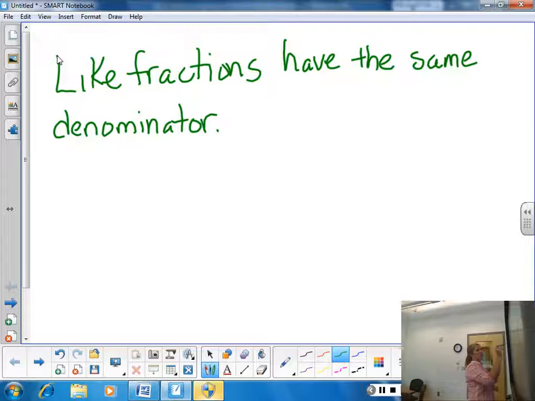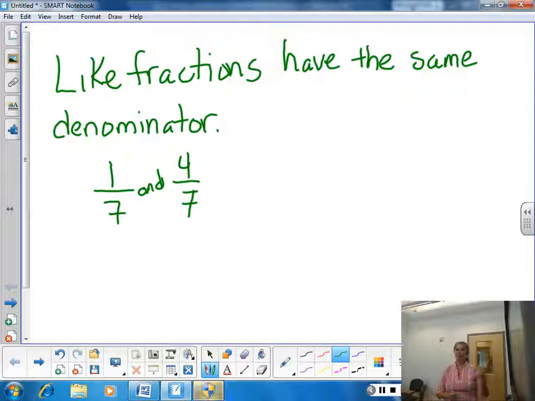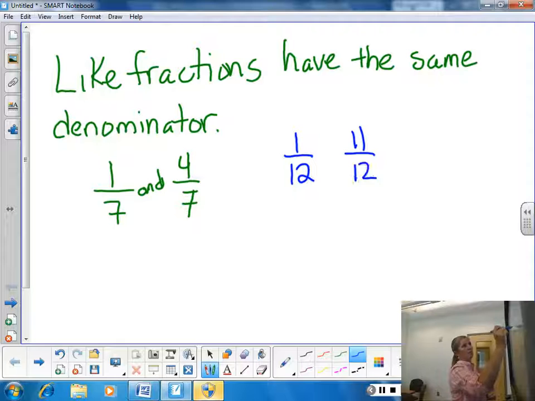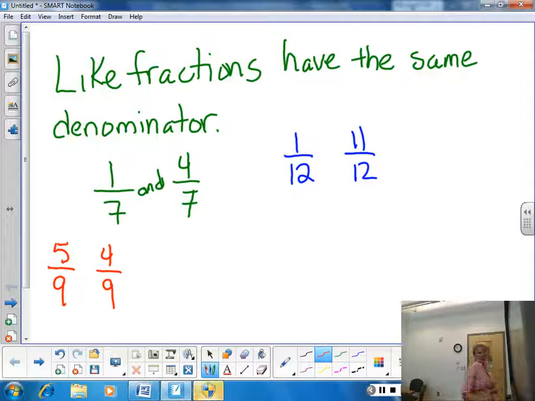So like fractions could be 1/7 and 4/7. Those are like fractions. They have the same denominator. The numerators could be different or the same. It doesn't matter, but the denominators have to be the same. I could have 1/12 and 11/12. Those are like fractions. I could have 5/9 and 4/9. Those are like fractions. Get the idea? All it is, the denominators are the same.